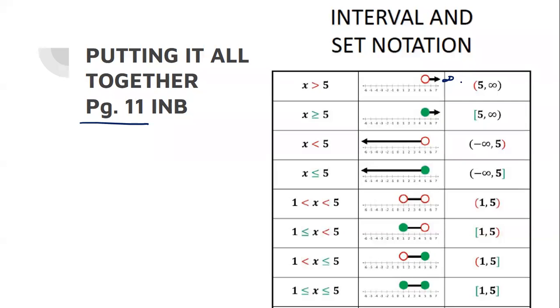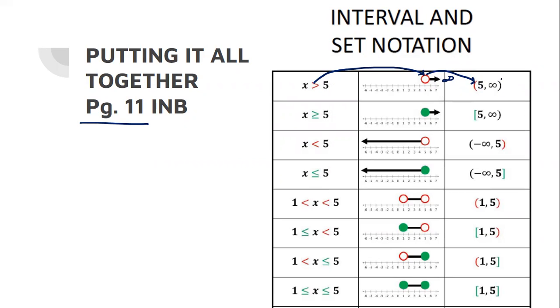All right, so interval and set notation. We're going to talk, really quickly, about all the different ways this can look. If you have a graph like x is greater than 5, my graph starts at 5 and then continues forever to the right. I have parentheses because there is an open circle. Notice there's strictly greater than, which leads to an open circle, which leads to a parenthesis.